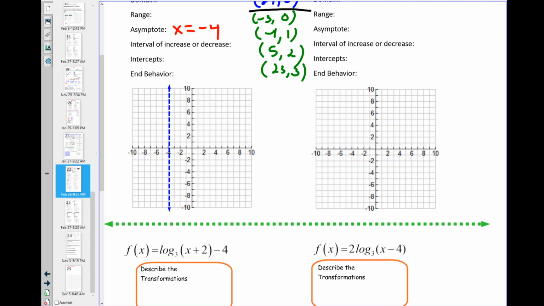And now let's put some of the points that we got. -3, 0. -1, 1. 5, 2. Just make sure you don't breach the vertical asymptote.